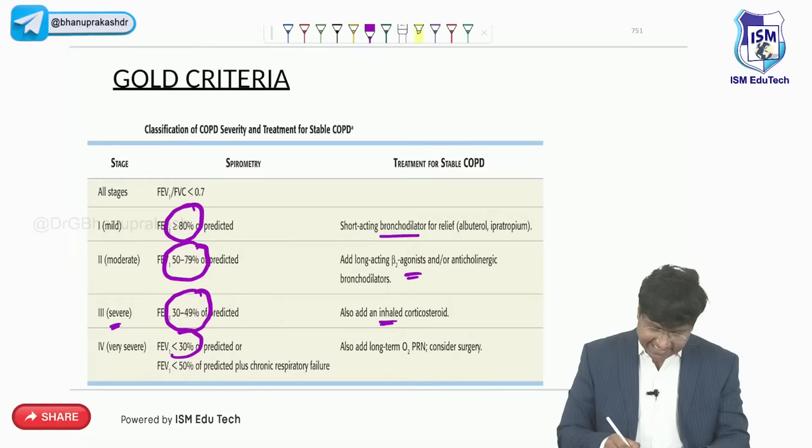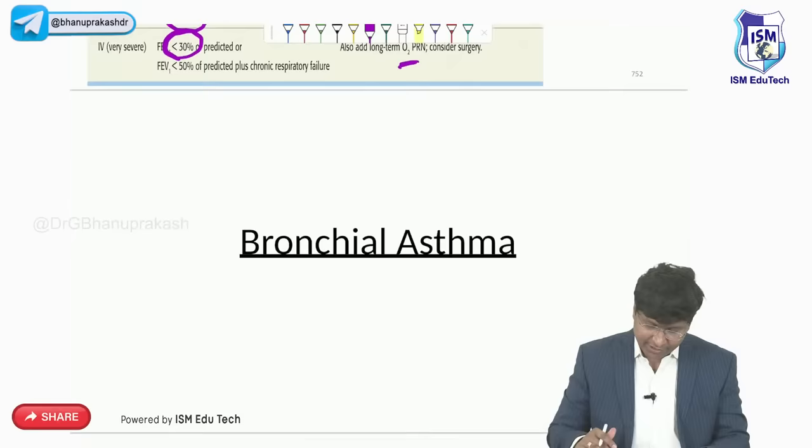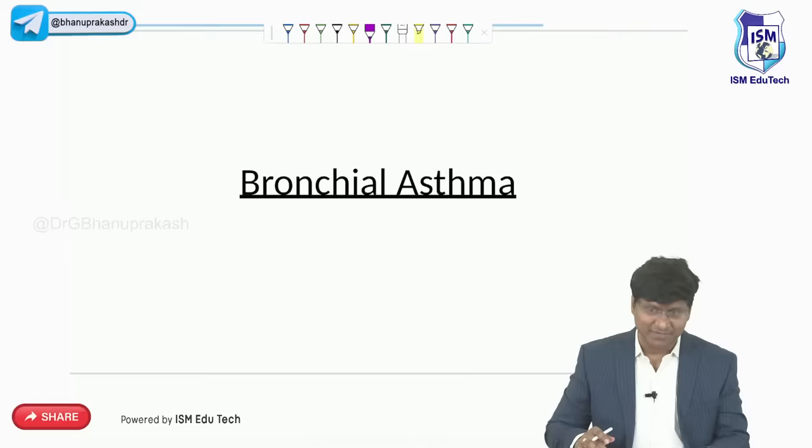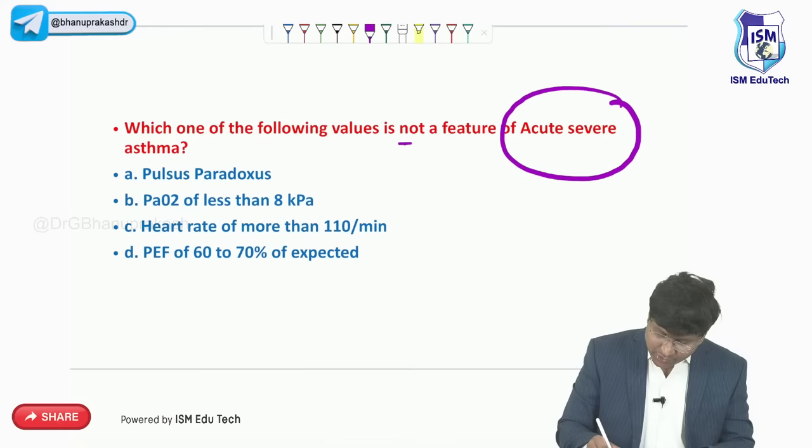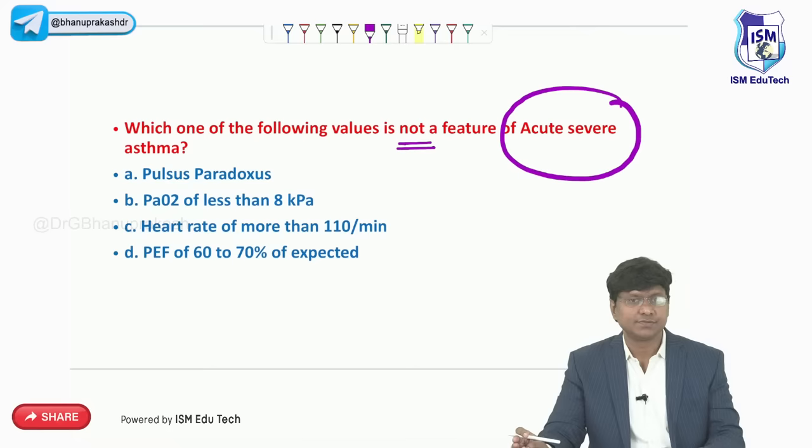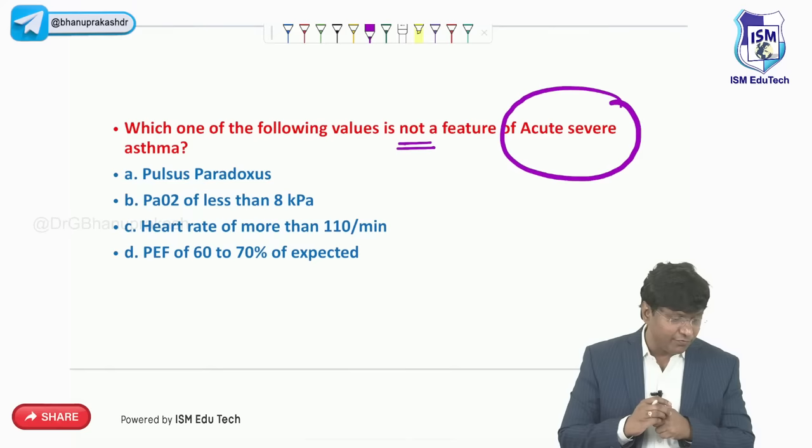Okay. The next important topic is bronchial asthma. And you should know, in case of bronchial asthma, when do we use the term acute severe asthma? So the question is, which of the following is not a feature of acute severe asthma: pulsus paradoxus, partial pressure of oxygen less than 8 kilopascals, heart rate more than 110, peak expiratory flow rate 60 to 70% of the expected value.